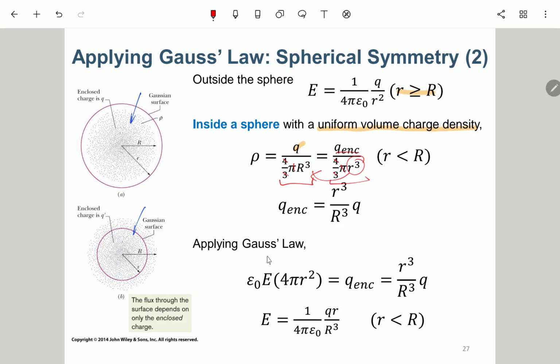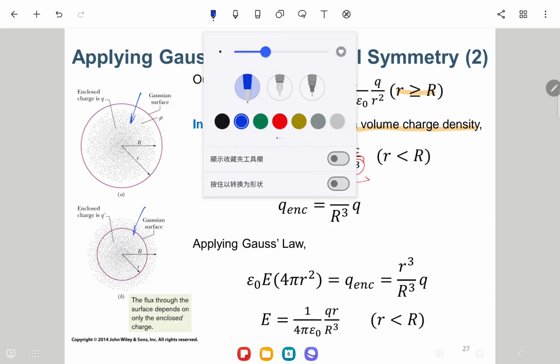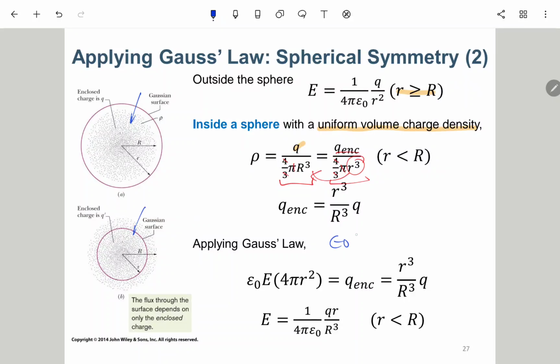And then here we apply the Gauss law for this Gaussian surface. First of all, we write epsilon naught times the surface integral of E dot dA equals Q enclosed. The Q enclosed is this one, putting it here. And for the left side, epsilon naught E times 4 pi r squared, just as what we did before.